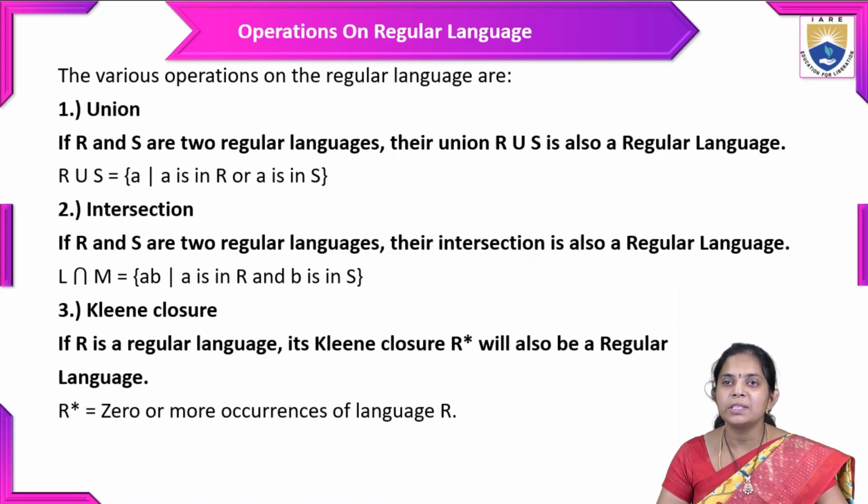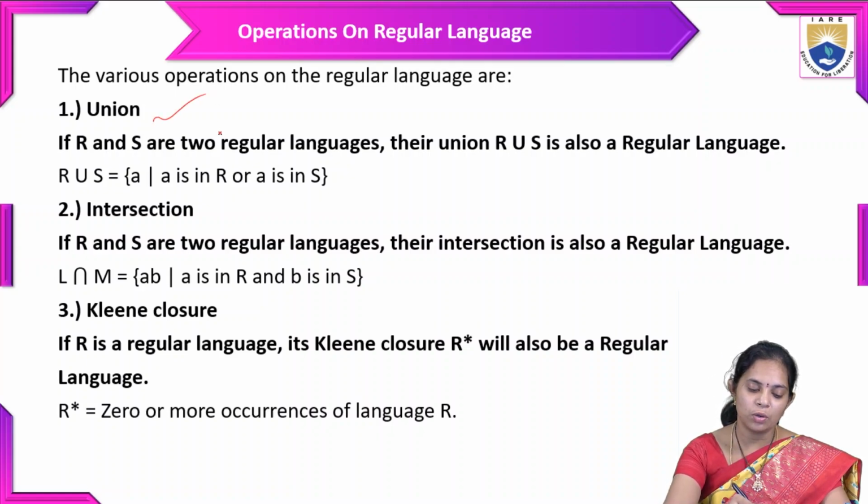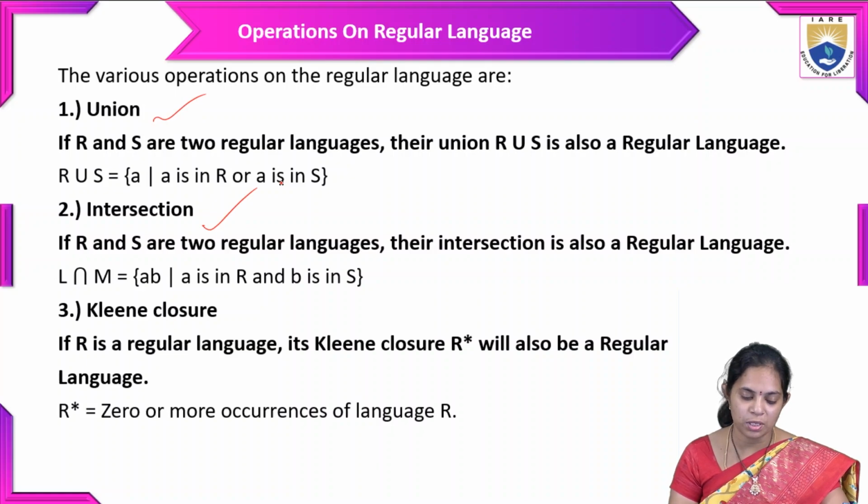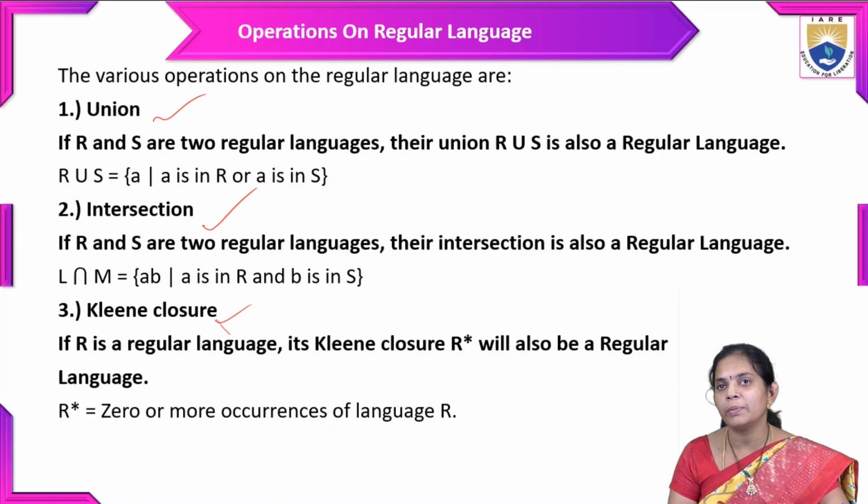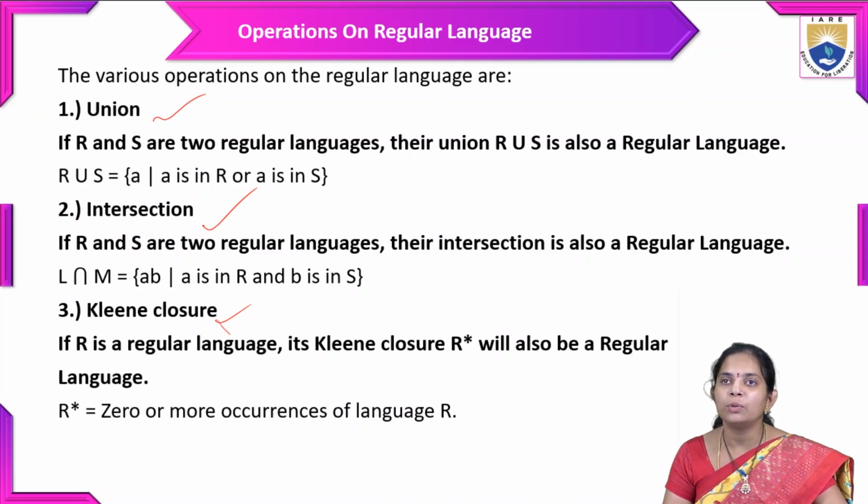And what are the operations we have for the regular language? Based on the regular expression languages, we have three operations. One is the union operation, the second one is the intersection operation, and the third one is the Kleene closure. So the union is nothing but we need to combine whatever is there in the two regular expression values. Whatever sets we have in the two regular expressions, we need to combine those two sets together and write them as a single regular expression.